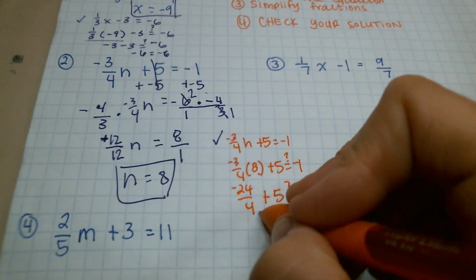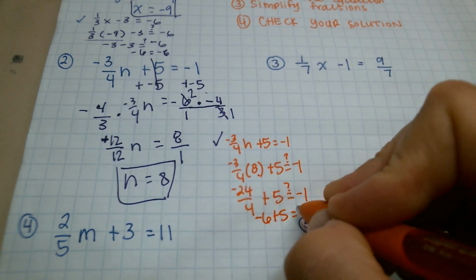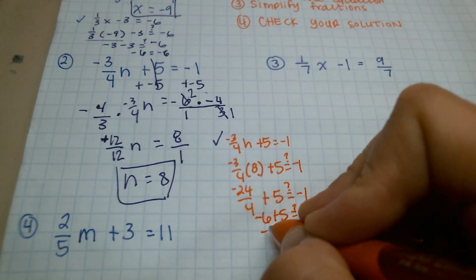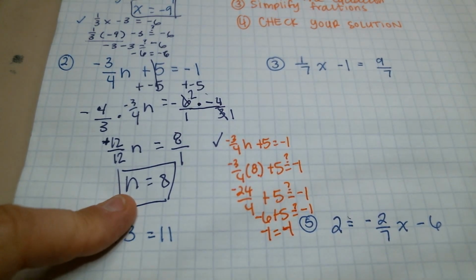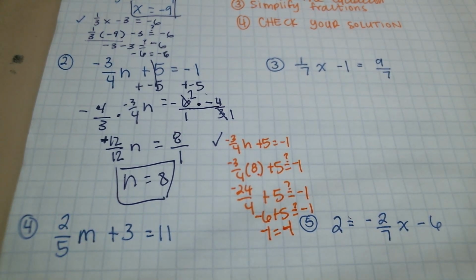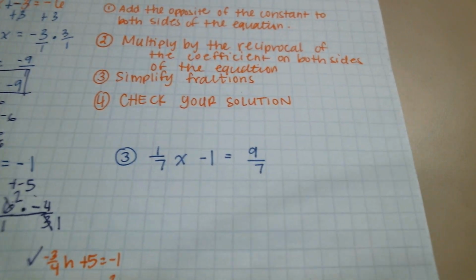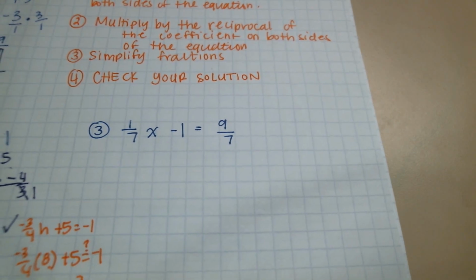-24 over 4 is -6, plus 5. Yeah, and you can see I get -1 equals -1. So this solution works. It worked out. All right, let's look at another one. Ooh, this one's a little trickier.